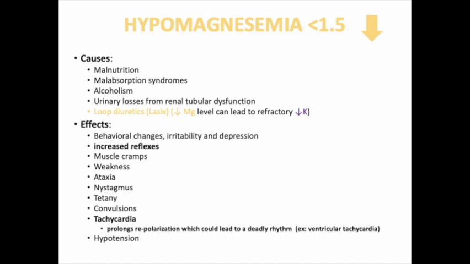But what causes hypomagnesemia? It can be caused by not enough magnesium in our diet, so malnutrition, or if we have malabsorption syndromes of the GI. Alcoholism can also cause low magnesium, and so can urinary losses from renal tubular dysfunction. Loop diuretics like Lasix can also lower magnesium, and it can then lead to refractory low potassium because they too move together.